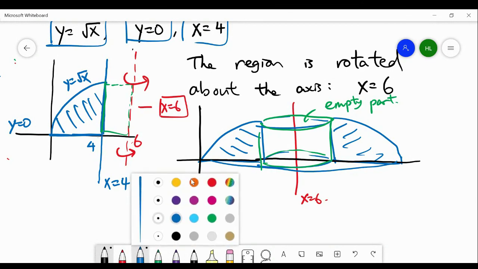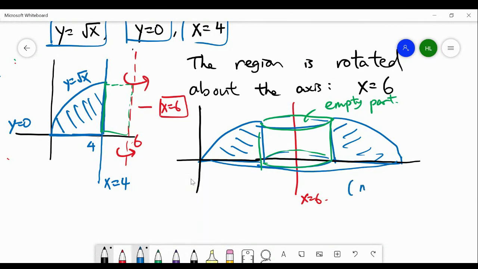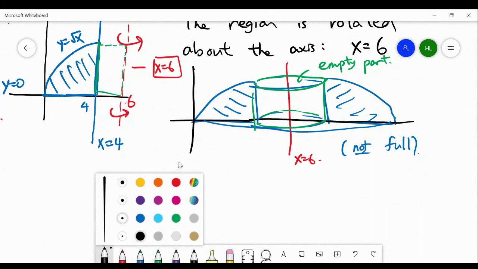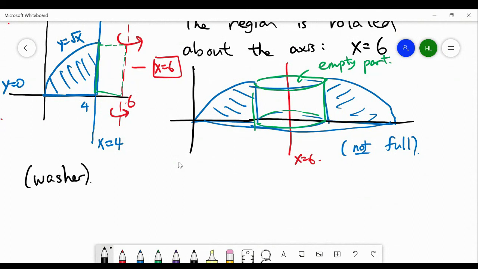Anyway, we can make a remark: it is not a full solid. So let's focus on the current solid that you're getting. Let's say to get the volume formula, we try to use the washer method. By the method of washer, what we are trying to do is get the outer volume minus the inner volume, something like this.